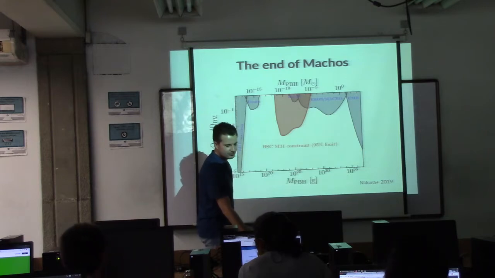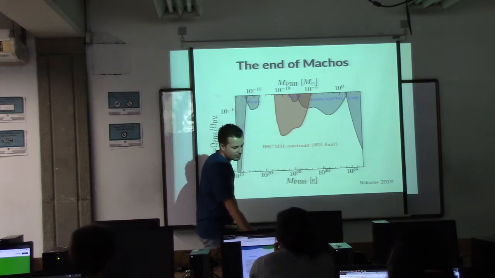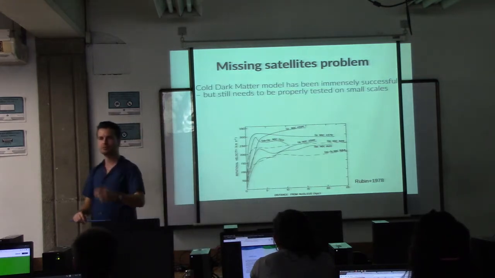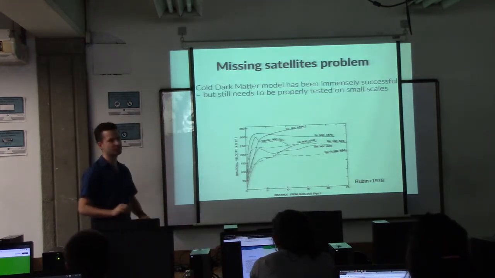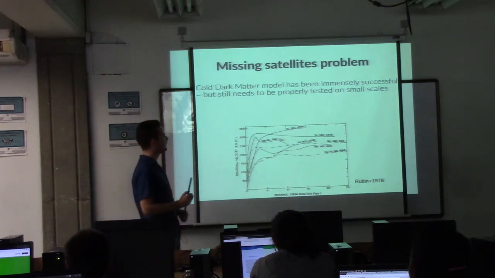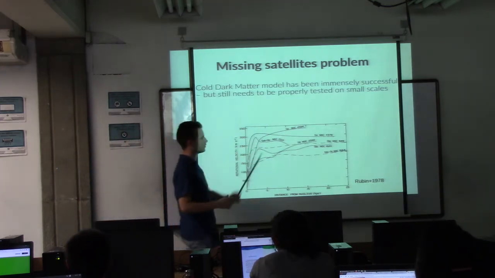So over the years, we converged to the fact that dark matter is a new type of particle. And specifically, the preferred model now is the so-called cold dark matter model, which has been immensely successful at reproducing a lot of observations, but it still needs to be tested on small scales.